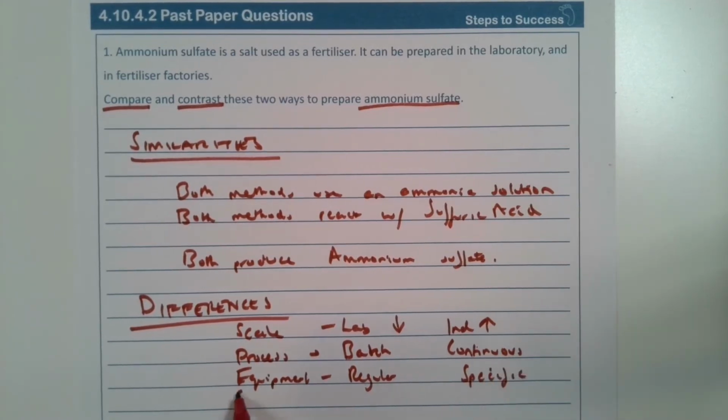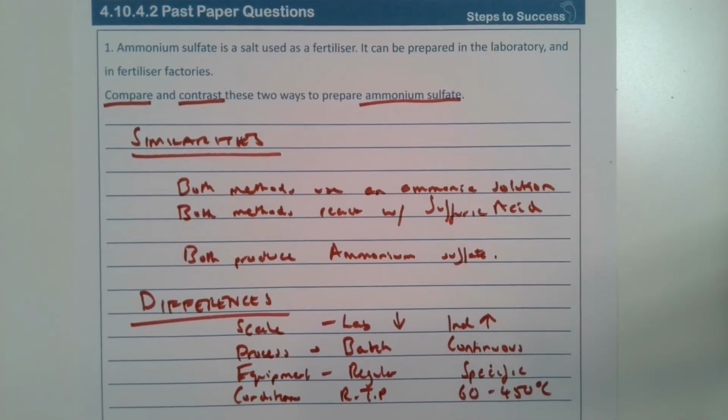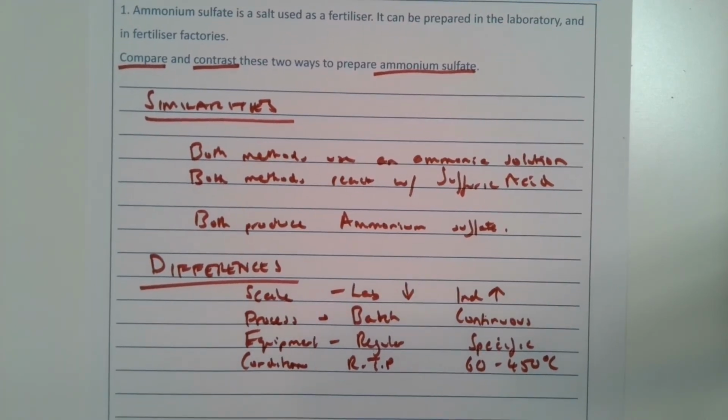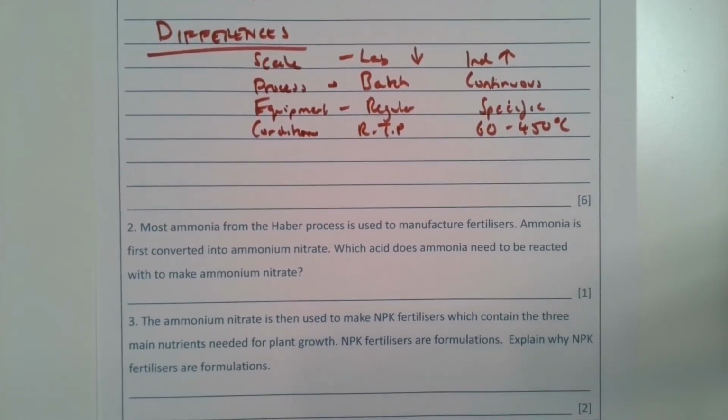We could think about the conditions. This will generally be at room temperature and pressure, and you may use a Bunsen burner when trying to get the solid ammonium sulfate, whereas in industry it will be in temperatures ranging from 60 to 450 degrees Celsius, and the pressure could be a lot higher. Here we've got more than enough points to ensure we get 6 marks on our questions. Let's move on to question 2.